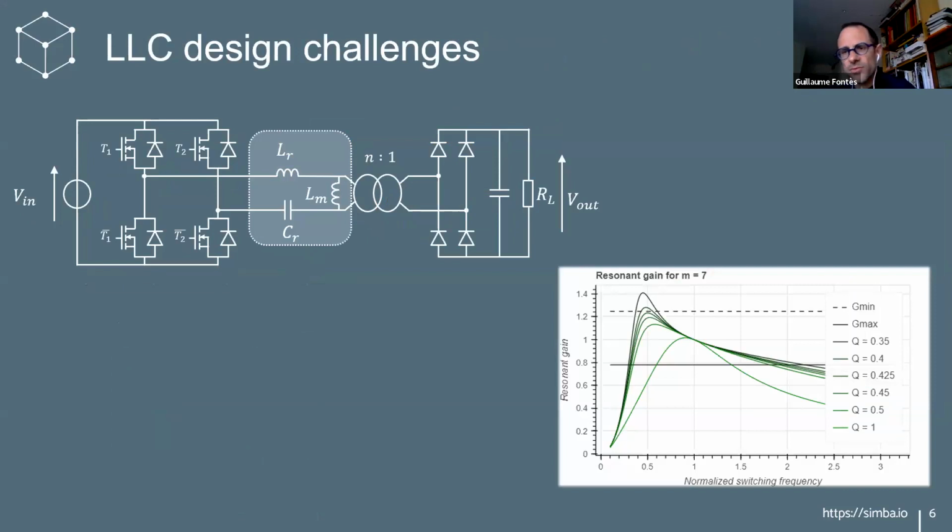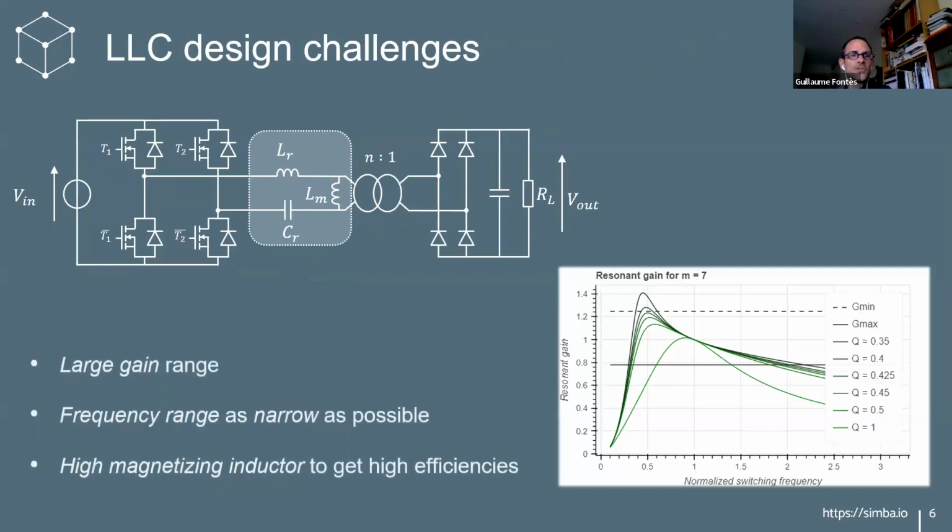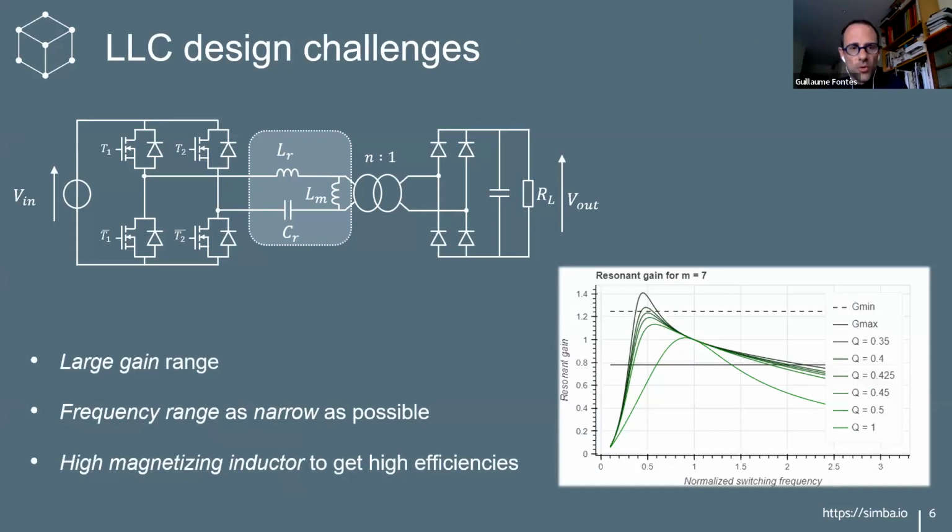To set the context, let me remind you that the LLC converter uses the switching frequency as a degree of freedom to transfer the power, that's to say, to set the voltage gain. And the main challenges to design an LLC are to get a large gain range, of course, but also with a frequency range as narrow as possible and a high magnetizing inductor to get high efficiencies. So the design process can be complex and painful, mainly because of the difficulty and the required time to evaluate the design parameters on real waveforms.